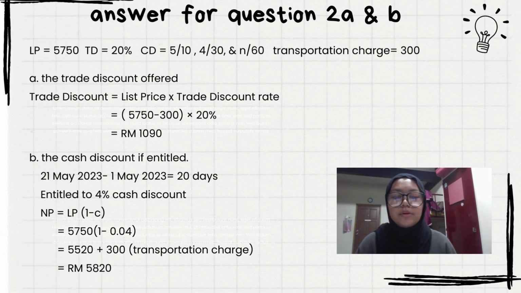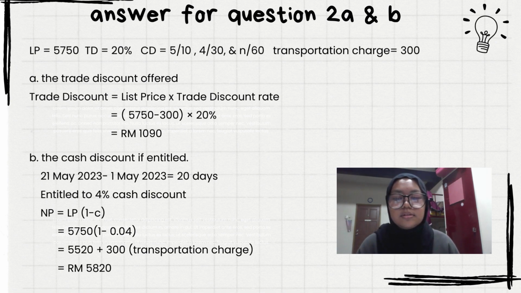Next, we proceed with Part A, question 2. For the first question, we have to use the formula list price times trade discount rate. Put 5,750 minus 300. We have to minus it because that one is including the transportation charge. And then we have to multiply it by 20%. So the answer is 1,090 ringgit.